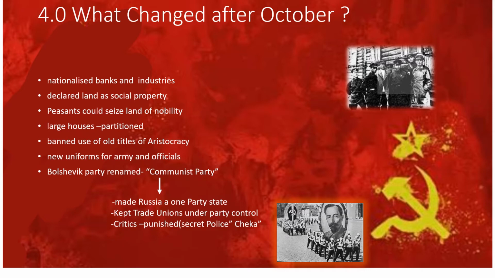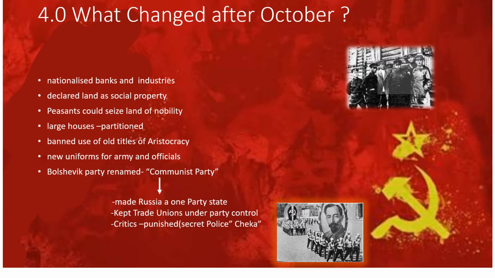Large houses were partitioned. The large houses belonged to rich people, so poor people could capture these houses and stay there. The use of old titles of aristocracy was banned. The high class people had titles for themselves, but the Bolsheviks didn't allow them to have these titles. New uniforms were designed for the army and officials.